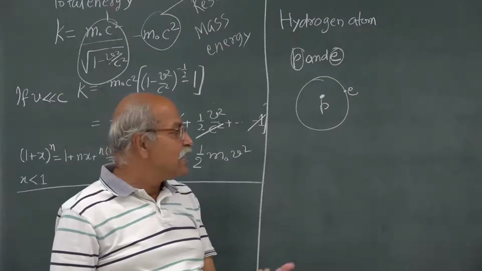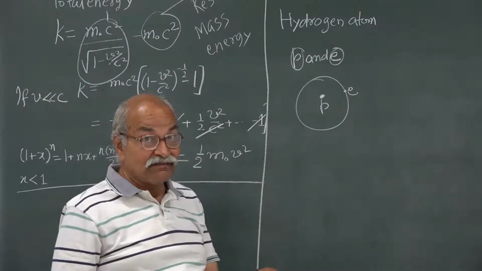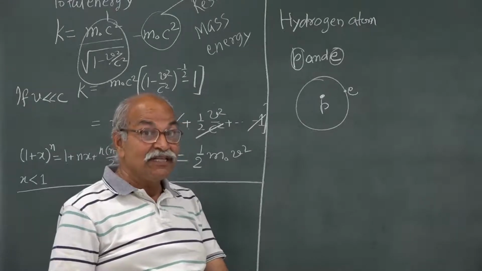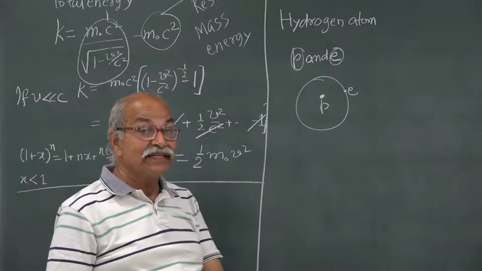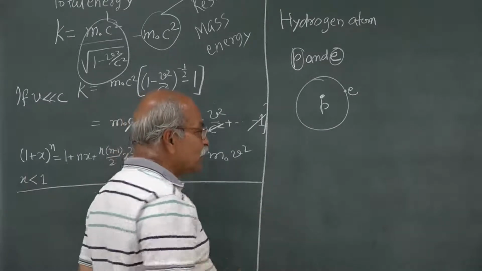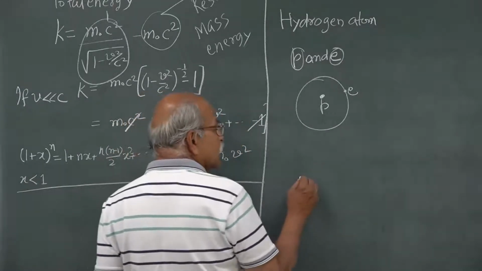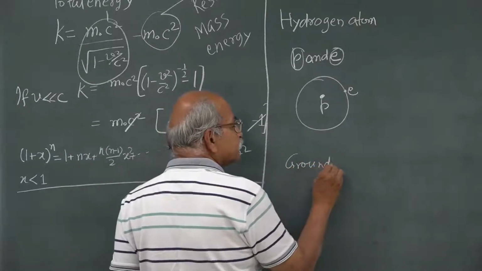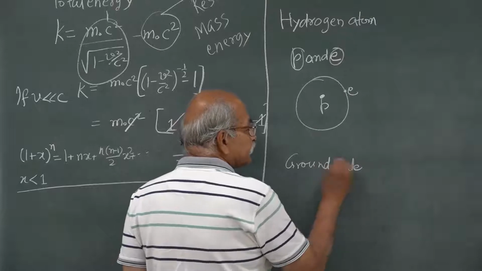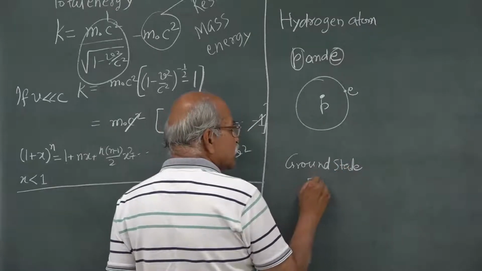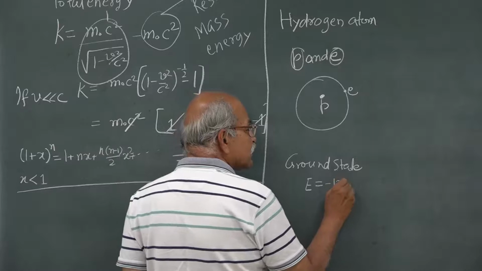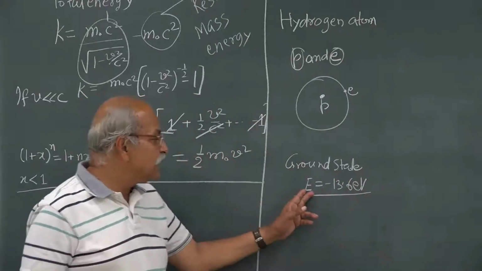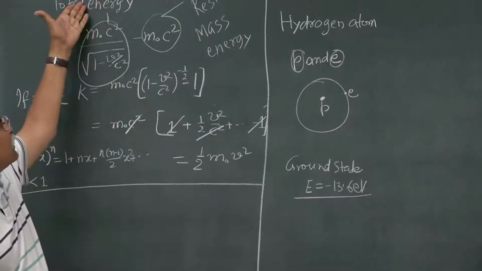And we say that in the ground state, the lowest energy state, the energy of the hydrogen atom is minus 13.6 electron volt. You must have done all these things in school, that in the ground state, the lowest energy state, the energy is, that is how we write, minus 13.6 eV. What is this energy E? This is not the same as the total energy E that we write here.